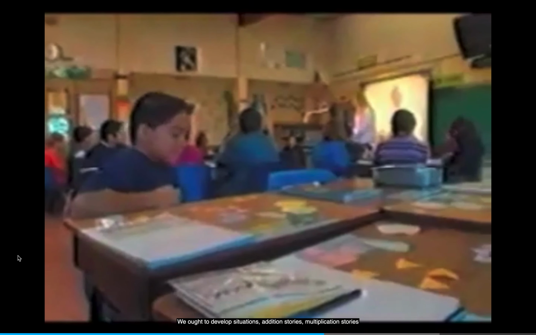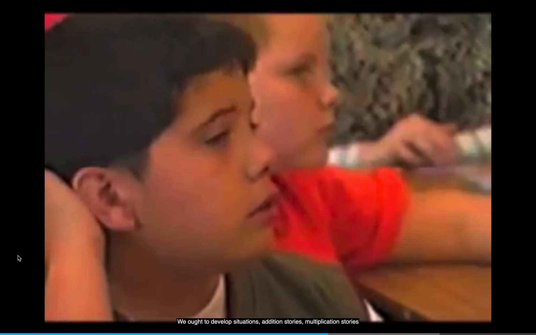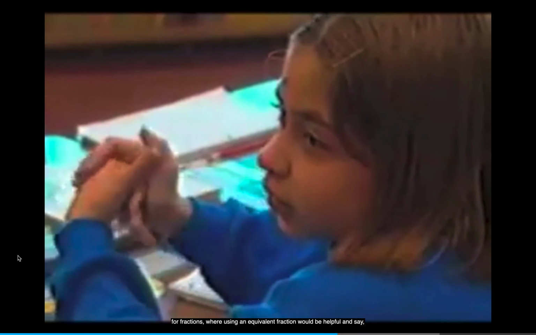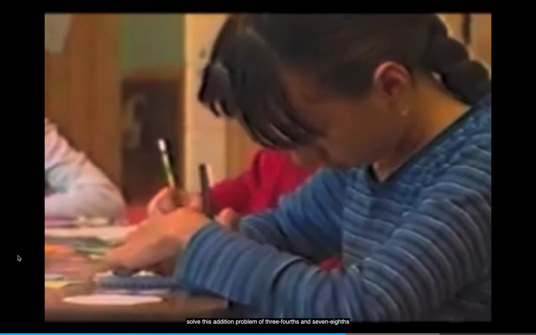How do I go about helping kids develop those ideas? We ought to develop situations, addition stories, multiplication stories for fractions, where using an equivalent fraction would be helpful, and say, solve this addition problem of 3/4 and 7/8 and explain how you did it. Well, if you're going to do that, someplace along the line you're going to have to figure out about 3/4 being 6/8, and you wrestle with the equivalent fraction concept there.